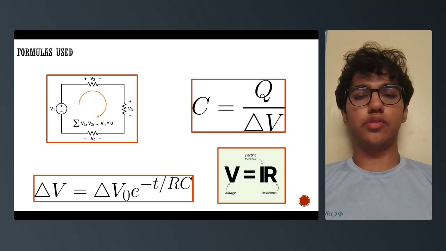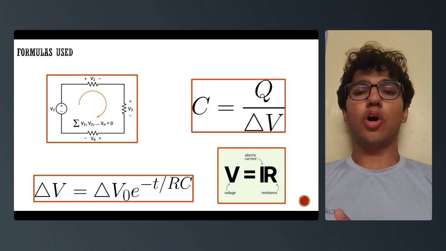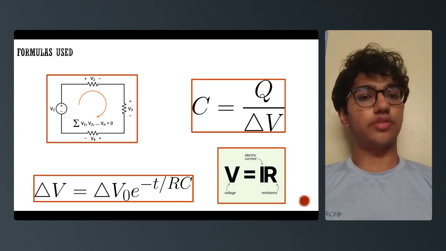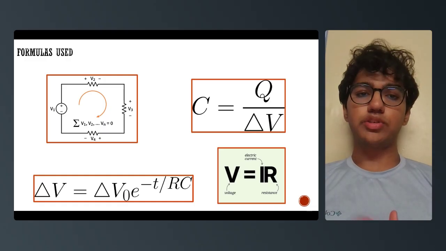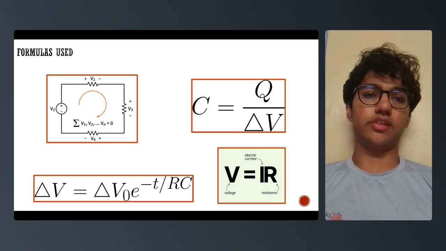The formulas used were Kirchhoff's loop rule, which says that the sum of voltages gained or lost in a closed loop always sums to zero. The classic capacitor equation, which is C equals Q over delta V, where Q is charge, V is voltage, and C is capacitance.